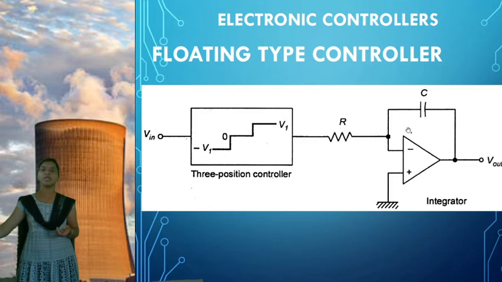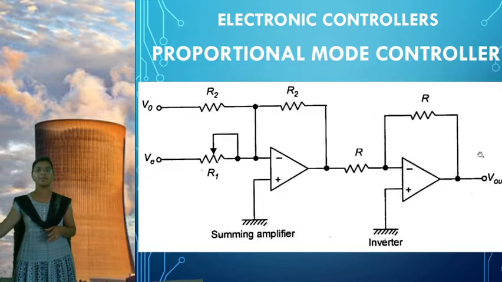So this is a floating type controller. Here we are going to apply a constant voltage. For that constant voltage, the integrator will perform the integration operation, and that will produce a rate of change output. So this is about the floating type controller.